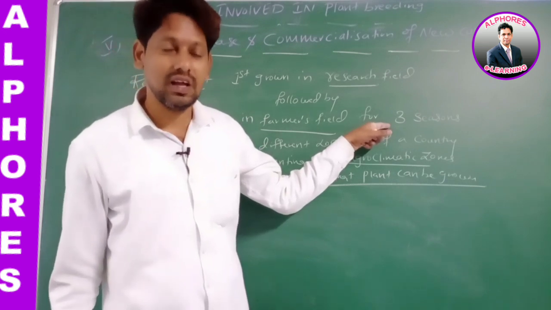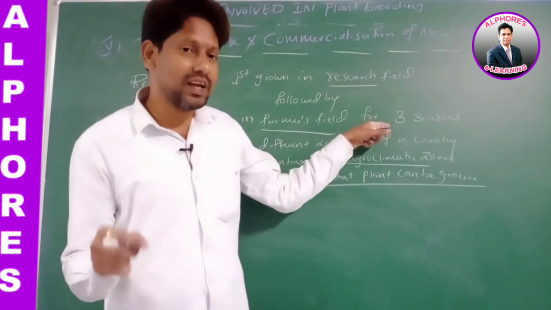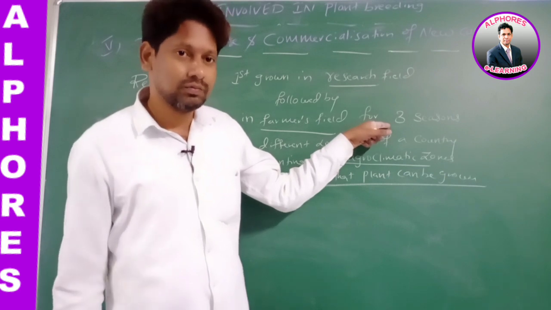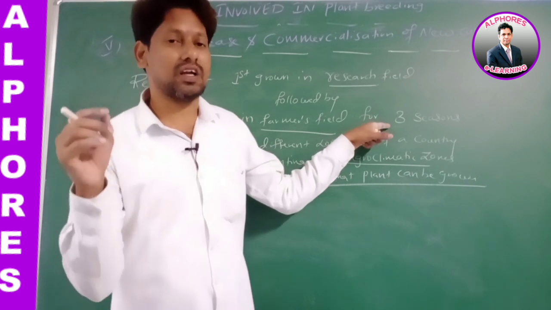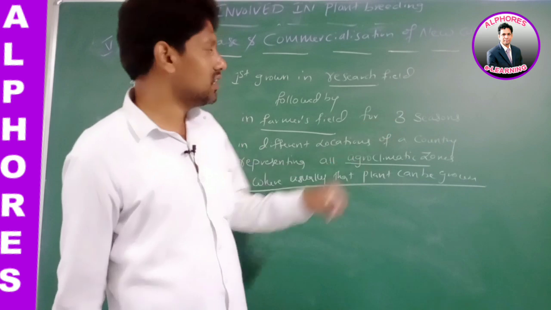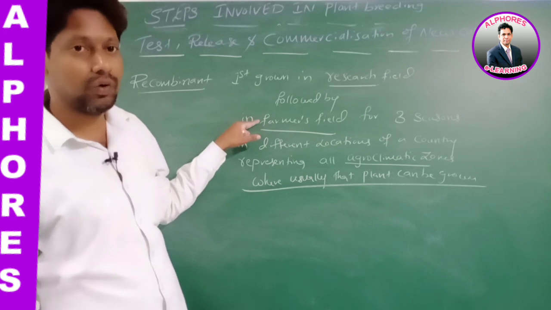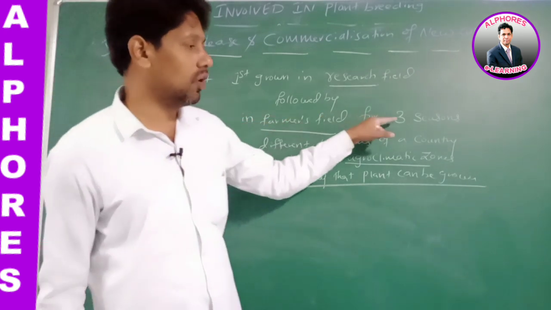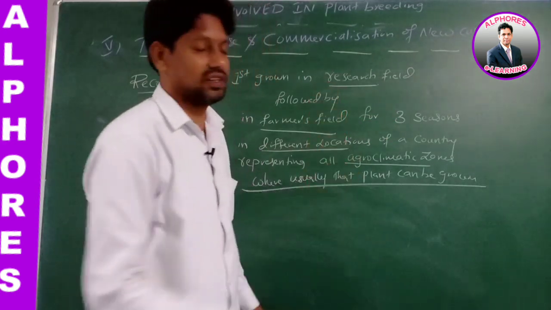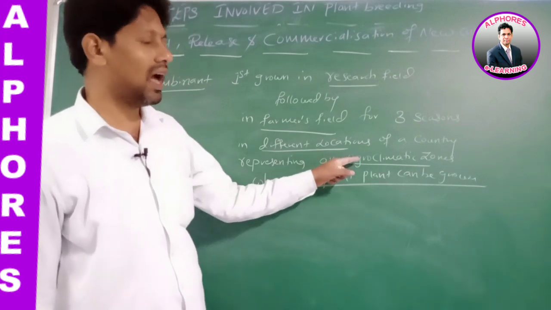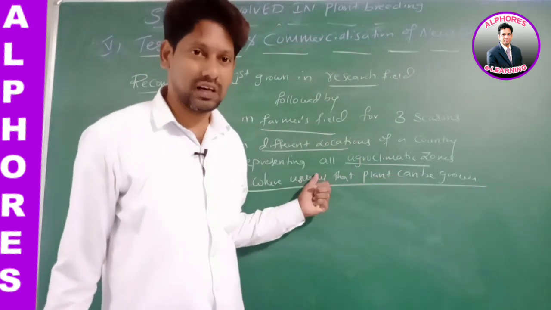Is this statement okay? Sir, if the recombinant is a wheat plant, in India, wherever the wheat plant grows, in all those areas, we are growing this wheat recombinant. Is this statement okay? Right? Therefore, first the recombinant is grown in research field, then grown in farmer's field. When growing in farmer's field, the growth is for how many successive seasons? 3 successive seasons. Where are we growing it? We are growing it in different locations representing all agroclimatic zones where usually that plant can be grown. Is this statement clear? Okay.